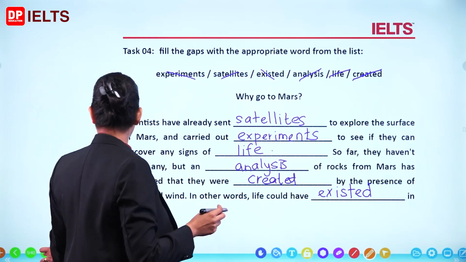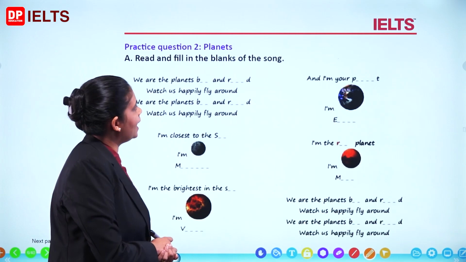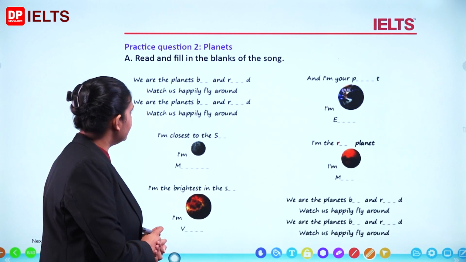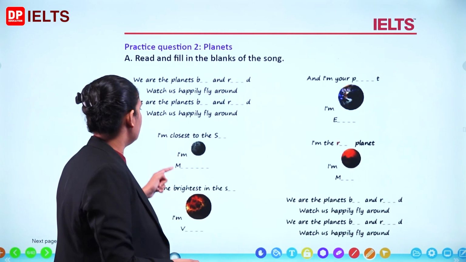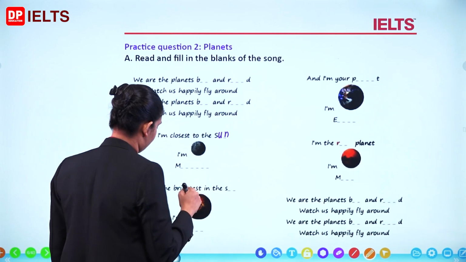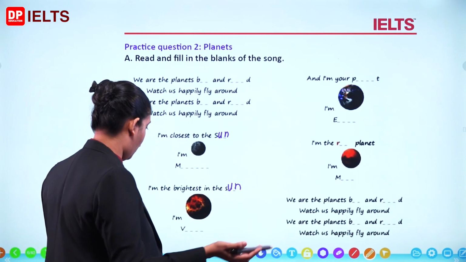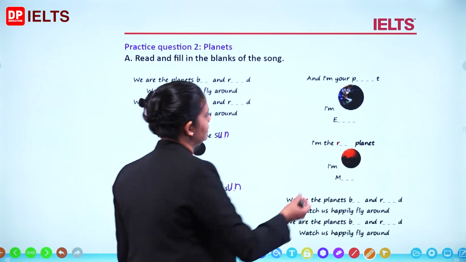Right. Practice question 2. Read and fill in the blanks of the song. We are the planets, blank and blank, starting from R. Watch us happily fly around. We are the planets, right? So, I am closest to the sun. I am the brightest in the sun. I am your planet.